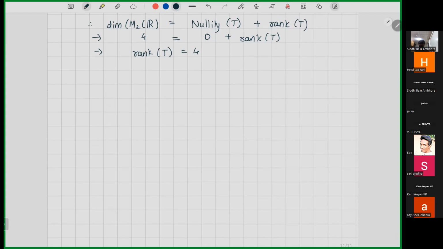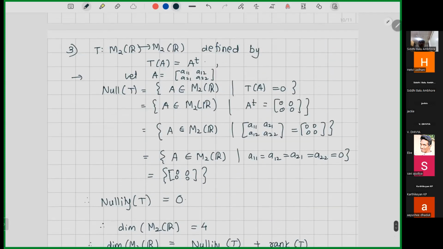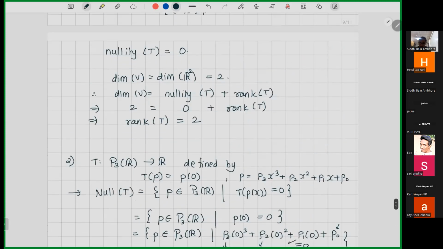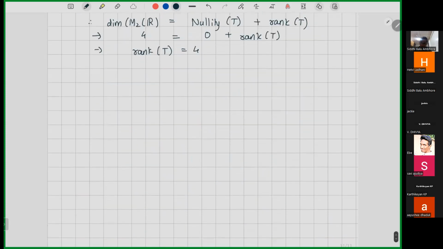So that's why it is 4 here, because M2R has dimension 4 and the codomain also has dimension 4. Okay. So it will be a 4 cross 4 matrix. So this is the next question. Which question are we on? Fourth. Okay.